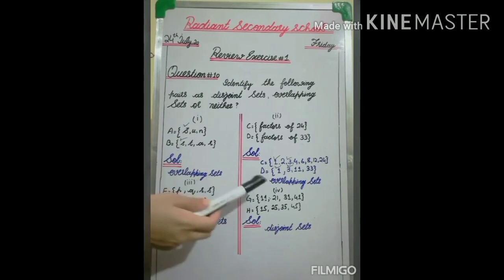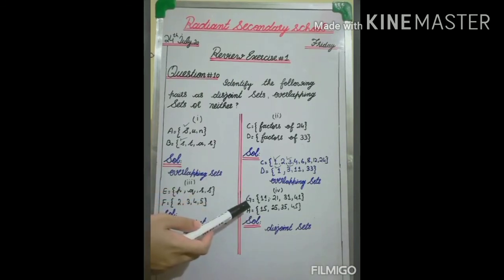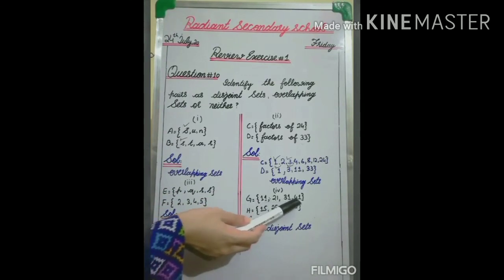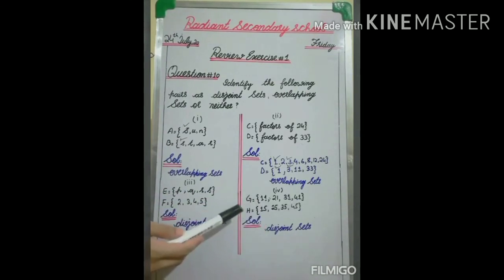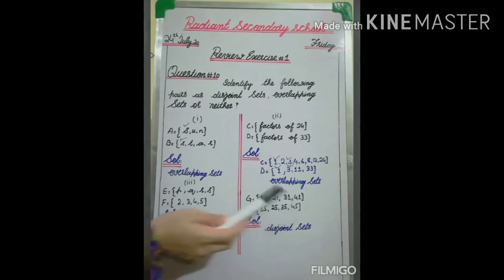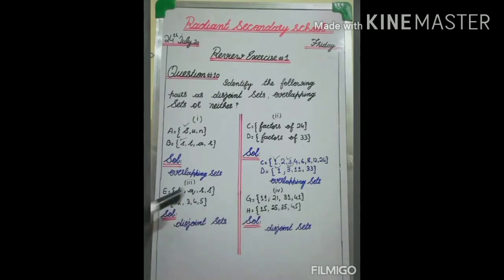Now come to part number 4. The elements of set G are 11, 21, 31, 41 and the elements of set H are 15, 25, 35, 45. Students, you can see that no element is common in both the sets. So that's why sets H and G are disjoint sets.